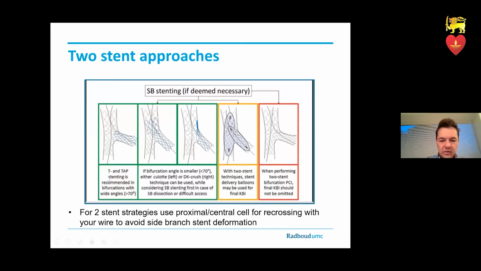So the recommendations for bifurcation stenting: T and TAP stenting is recommended for bifurcations with right angles. If the angles are smaller, you can either do the culotte, which is here on the left side, or the DK crush, to crush the side branch stent and rewire it and complete it in two steps.